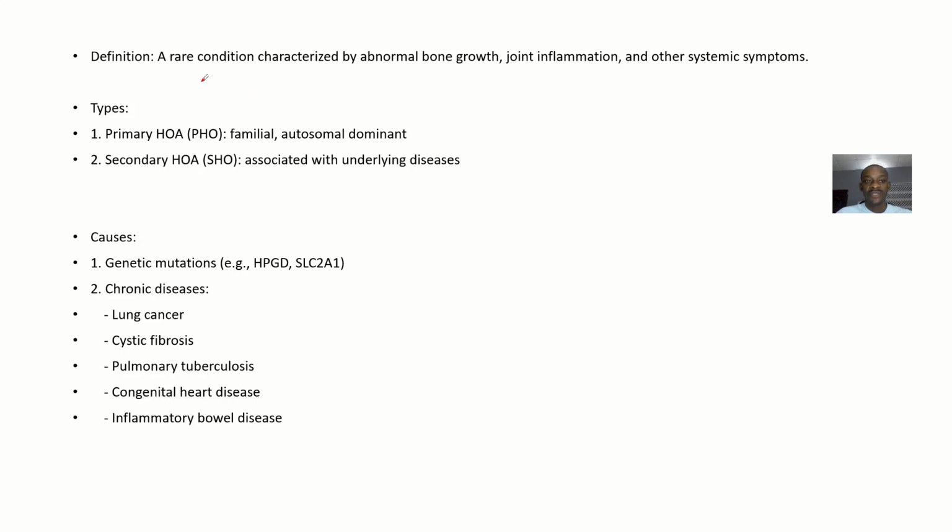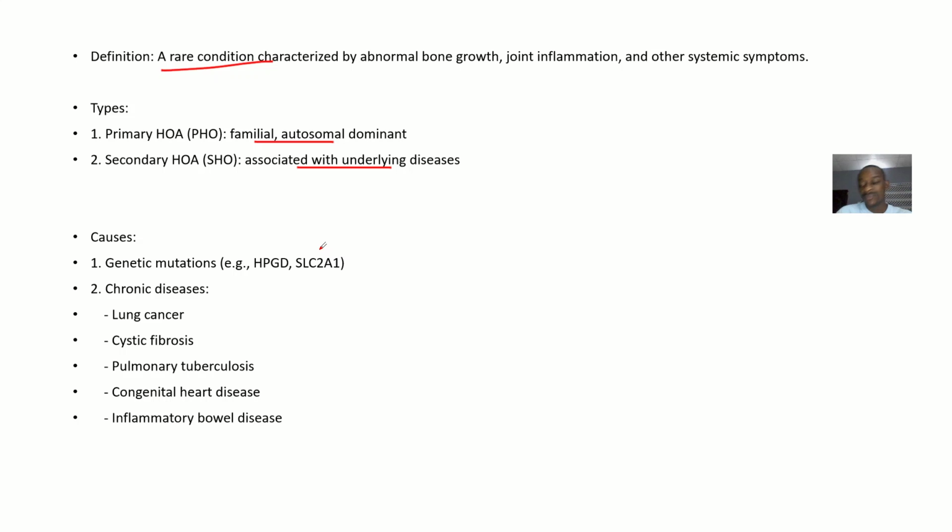All right. So for the definition, hypertrophic osteoarthropathy is a rare condition characterized by abnormal bone growth, joint inflammation, and some other systemic problems. Okay. So we have the primary hypertrophic osteoarthropathy, which, anytime they say something is primary, means the person was born with it. So the problem is actually running in the family. Then the secondary hypertrophic osteoarthropathy is the one that is associated with an underlying disease condition, like there's a disease condition that is actually causing it, right?